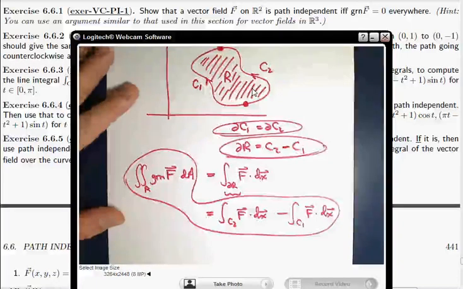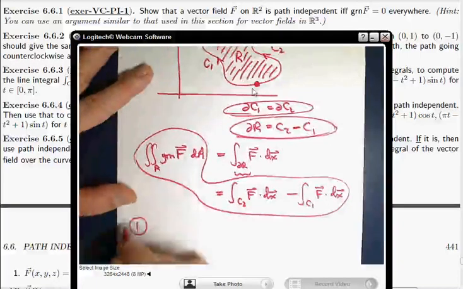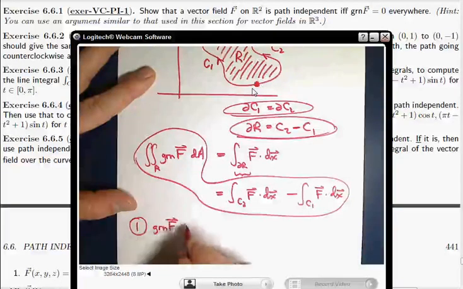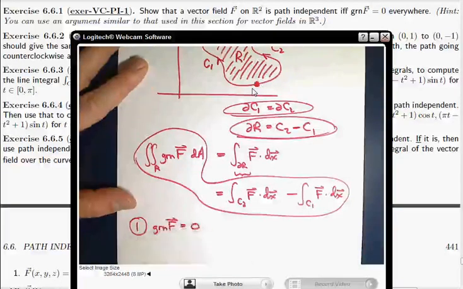Okay, so let's consider cases. One possibility: suppose that green f is 0. By 0, what I mean is the zero function. It's just flat equal to 0 everywhere.